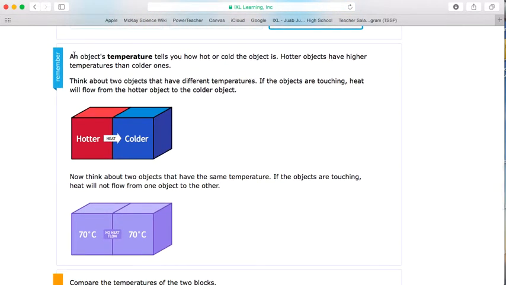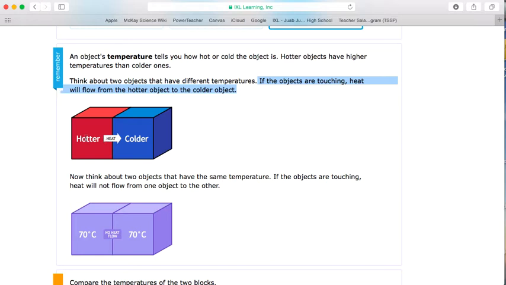An object's temperature tells you how hot or cold the object is. Hotter objects have higher temperatures than colder ones. Think about 2 objects that have different temperatures. If the objects are touching, heat will flow from the hotter object to the colder object. And that is the lesson right there. And it gives us a nice little picture.